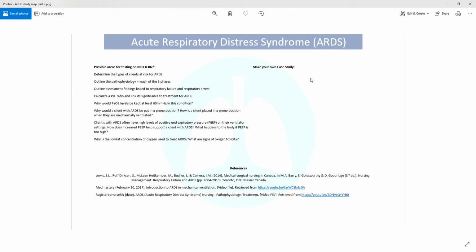They'll ask you questions, like why would a PaO2 level be kept at least 60 in this condition, right? And so what you're doing is moving through those critical thinking sides. These questions don't come with answers. I thought about putting the answers in, but really the key part with these maps is that you have to start figuring out these higher level concepts on your own. Because as you figure them out, you're going to find a way to retain them.